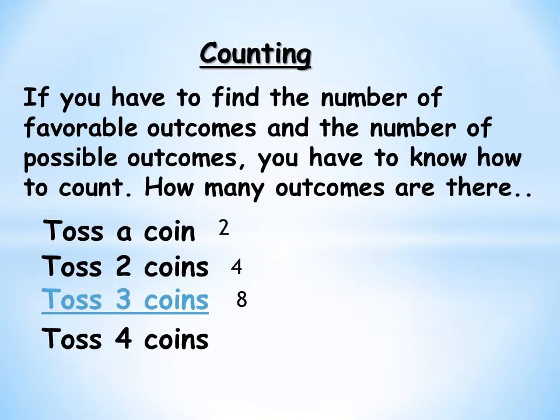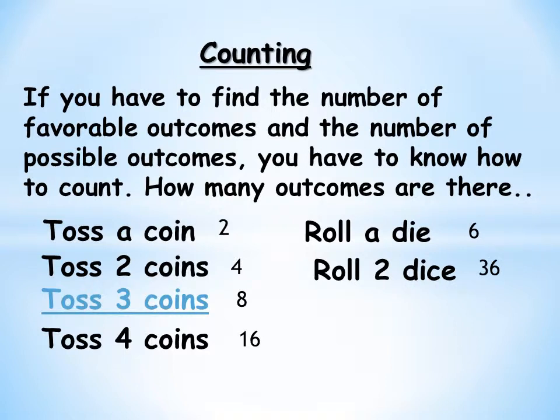What about if I did 4 coins? Now I'm going to have 16 possible outcomes. If I roll a die, we know from yesterday there will be 6 possible outcomes. If I roll 2 dice, we know that there will be 36 outcomes. But what if I roll 3 dice?